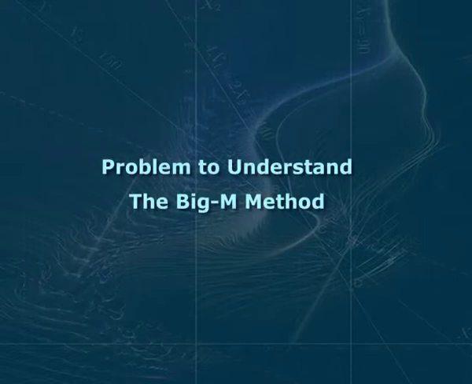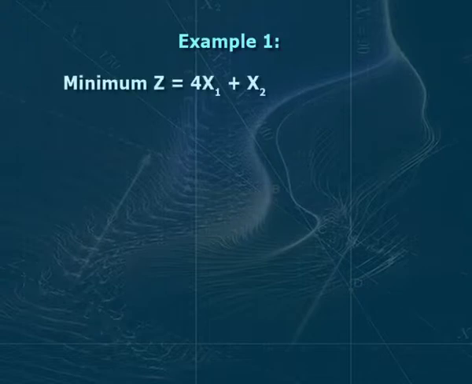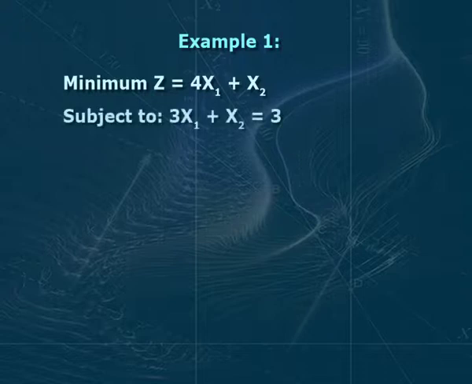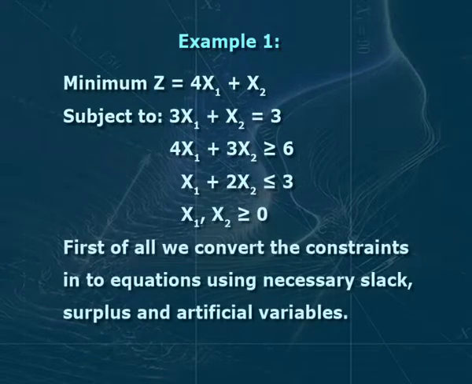Let us consider the following problem to understand the Big M method. Example 1. Here we have a minimization problem: minimize z equal to 4x1 plus x2 subject to the constraints 3x1 plus x2 equal to 3, 4x1 plus 3x2 greater than or equal to 6, x1 plus 2x2 less than or equal to 3, and x1 and x2 greater than or equal to 0. Let us see how to apply the Big M method.